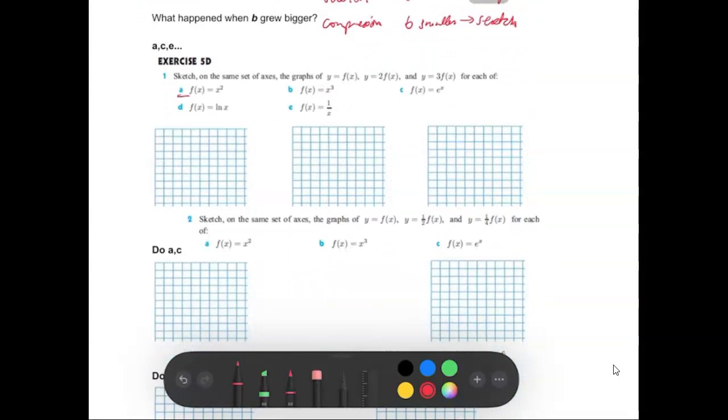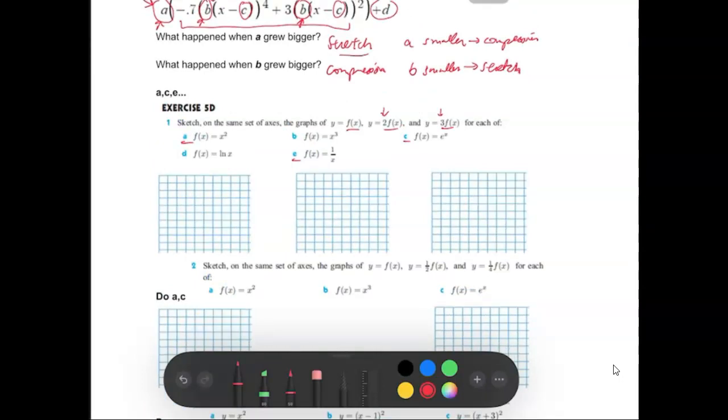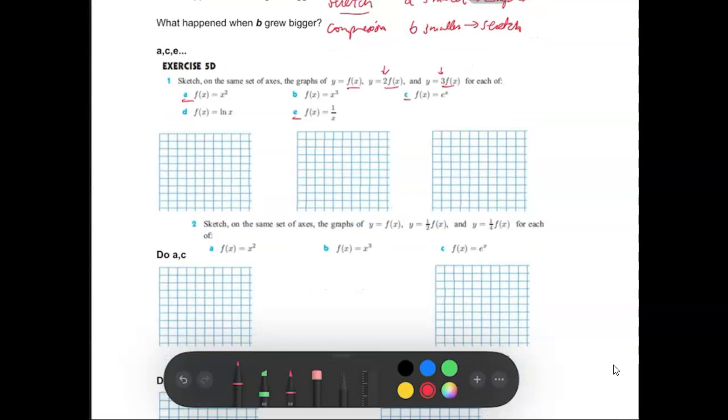We're going to do A, C, and E. So sketch on the same axes a set of graphs, f of x, 2f of x, and 3f of x. Since the 2 and the 3 are outside the function, that means it's a vertical change. And if it's outside, it's going to be a stretch when A is bigger. So 2 and 3 are bigger than 1, so they're going to stretch it.